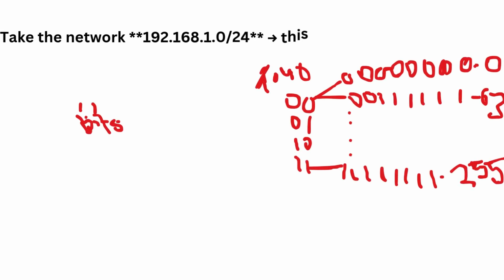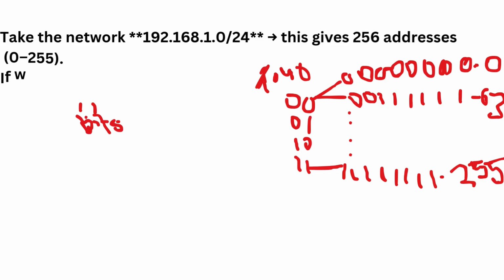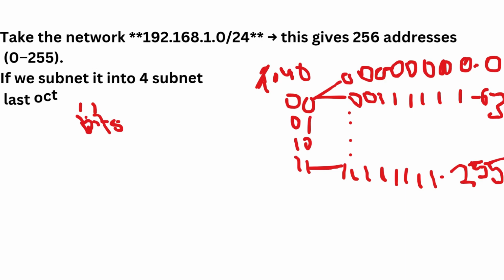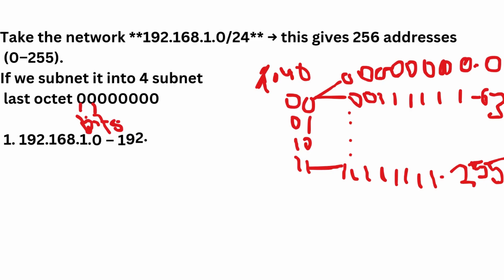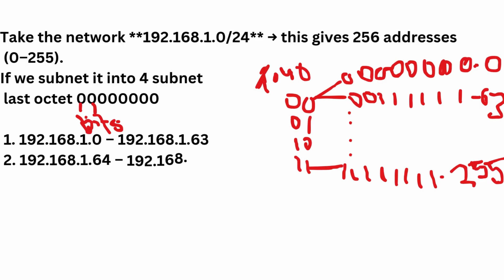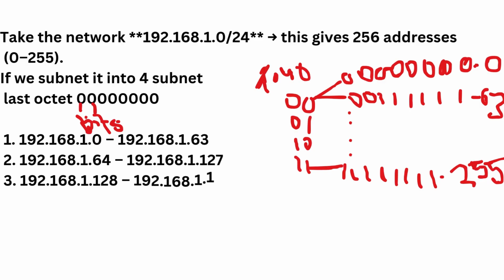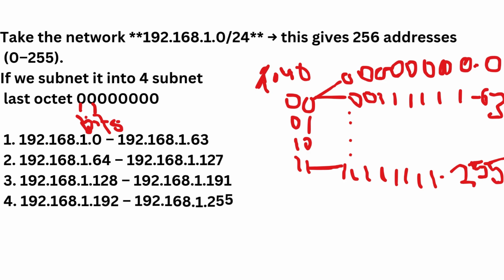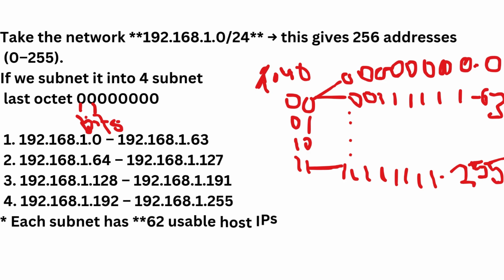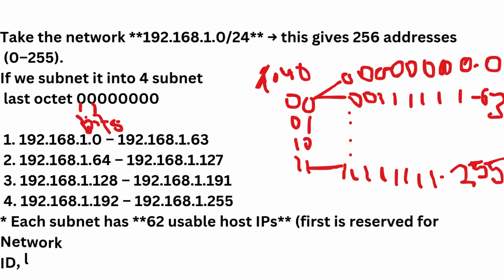Take the network 192.168.1.0 as an example. This is a Class C address, so by default the last 8 bits are used for host addresses. From that, 2 bits are used for subnetting, with 4 combinations: 00, 01, 10, 11. As we want to make 4 subnets, this gives a total of 256 addresses. First subnet is 0 to 63. Similarly, the other 3 network addresses are shown.